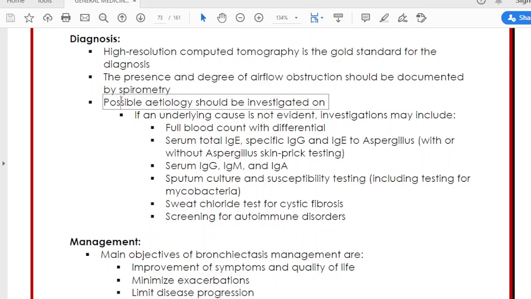Possible etiology should be investigated. If an underlying cause is not evident, investigations may include serum full blood count with differential, serum total IgE, specific IgG and IgE to Aspergillus, with or without Aspergillus skin prick testing, serum IgG, IgM, and IgA, sputum culture and susceptibility testing, including testing for mycobacteria, sweat chloride test for cystic fibrosis, screening for autoimmune disorders.